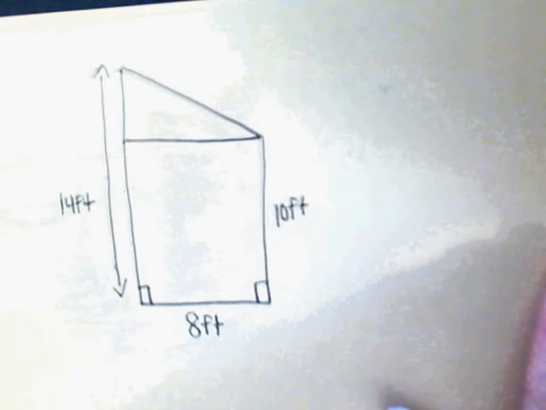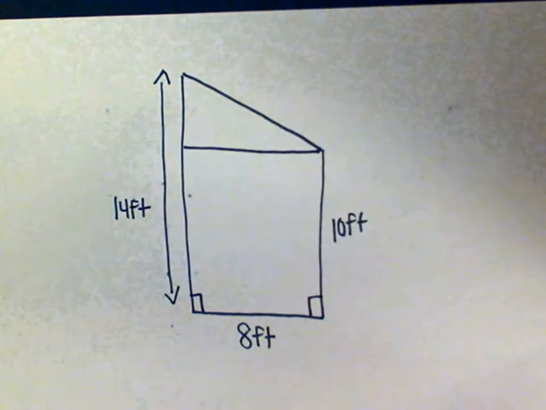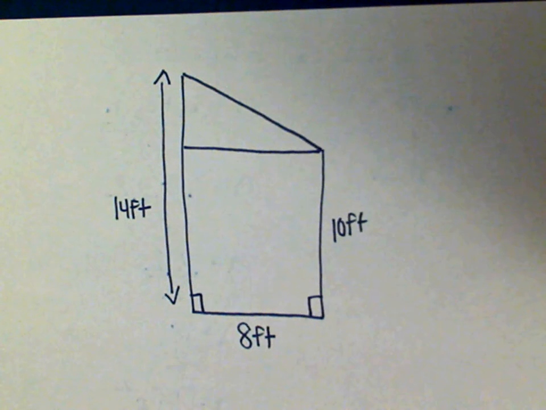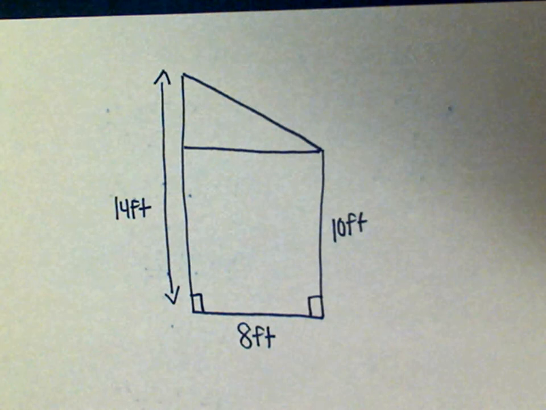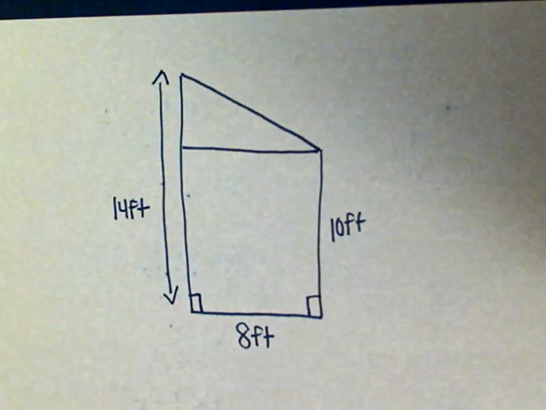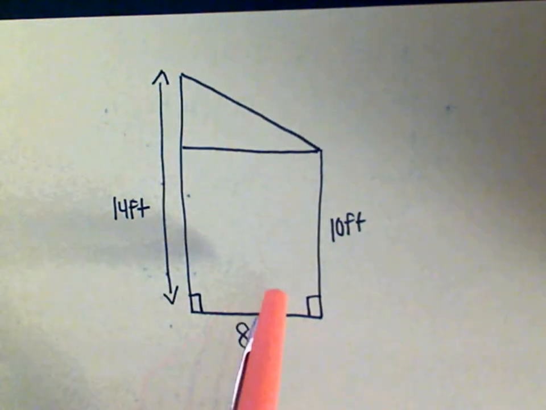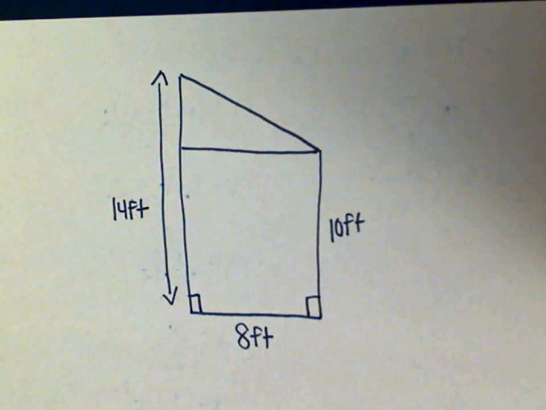Okay, so here's a little bit of a different one. Now we could calculate this one 2 different ways. If I really wanted to, I could calculate the area of a triangle and the area of a rectangle, or I could just use it as a trapezoid. Well, I'm going to go ahead and show it as a trapezoid.